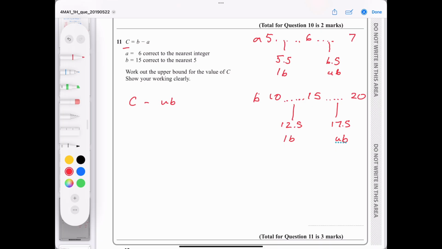And show your working clearly. Well, so far it's been quite clear. So C equals B, so we need it to be big. So we want B to be the biggest it can be. So C equals the upper bound of B, which is 17.5. And in order to get the biggest bit of C that we can, we need to take away the smallest bit of A that we can. So we need to take away the lower bound, so minus 5.5. So that means that C's upper bound is 12.